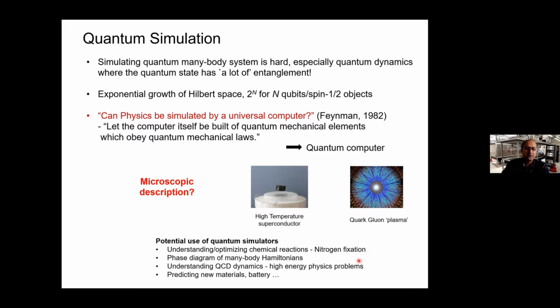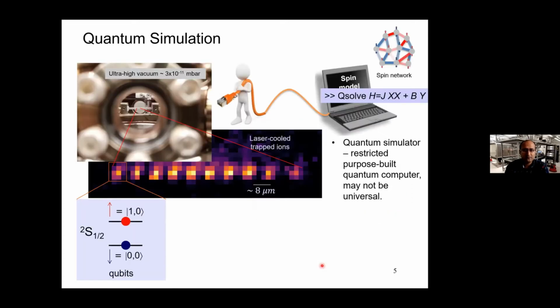Or more fundamentally, if we want to understand the phase diagram of a many-body Hamiltonian, which doesn't have to be a condensed matter Hamiltonian, it could also be in high energy physics. For example, this quantum chromodynamics Hamiltonian, where computation becomes very challenging. So the question is whether we can use a quantum simulator to understand some of those and then perhaps predict new materials, new batteries, and new reaction mechanisms, and so on and so forth. So that's my one slide motivation for quantum simulation.